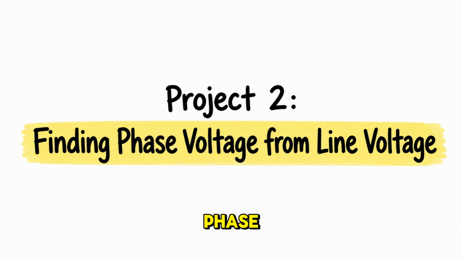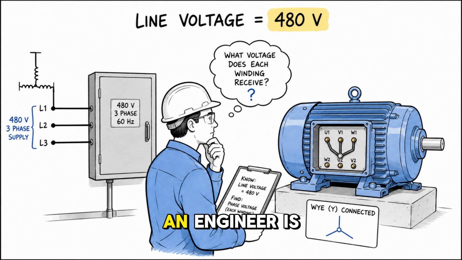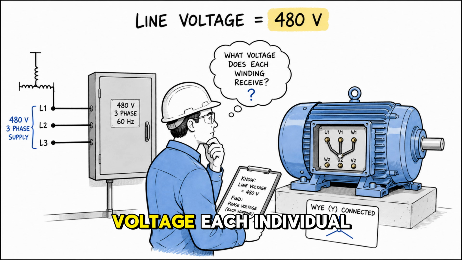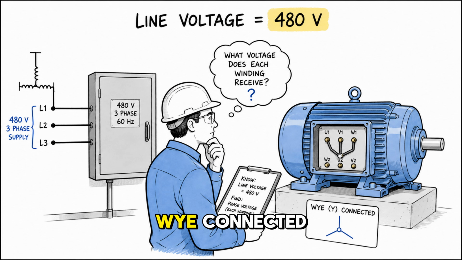Project 2. Finding phase voltage from line voltage. An engineer is preparing to install a new motor at a facility that receives a 480-volt three-phase supply. Before he can select the right motor, he needs to know exactly what voltage each individual winding of a Y-connected motor will actually receive. He has the line voltage. He does not have the phase voltage. Let us solve it together, step by step.